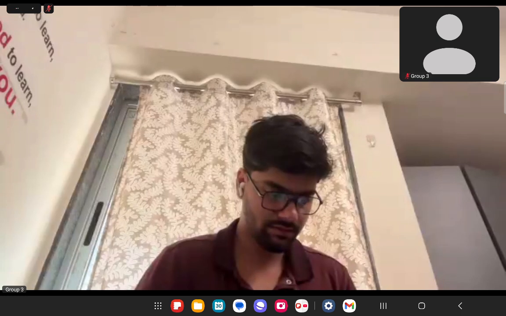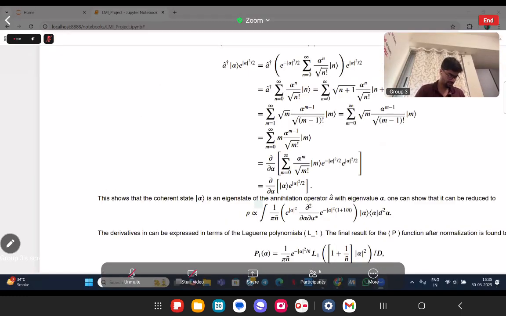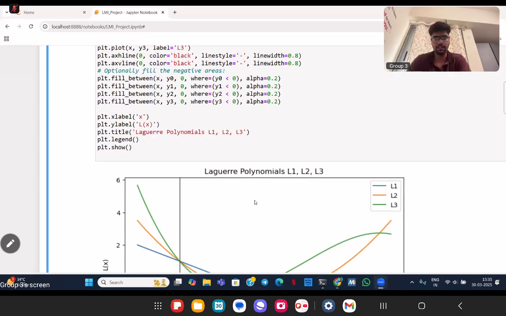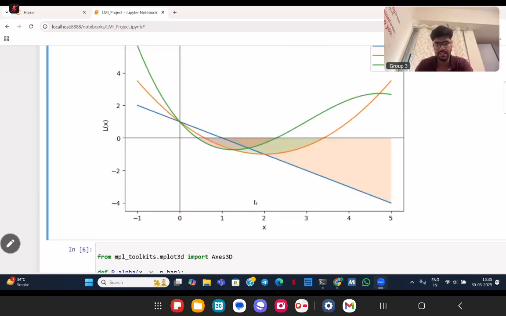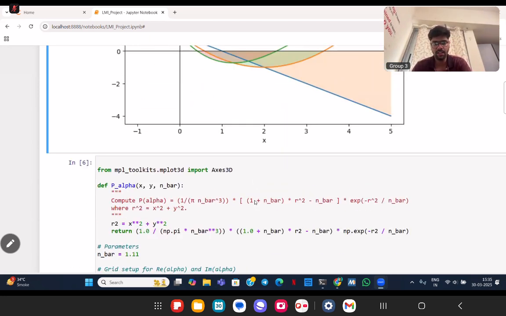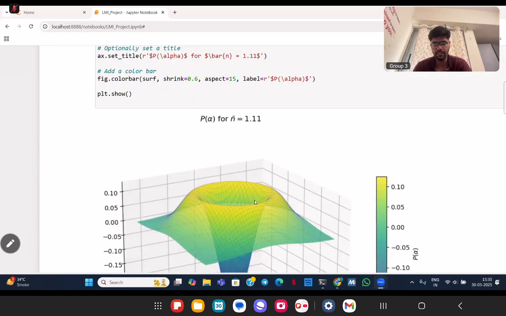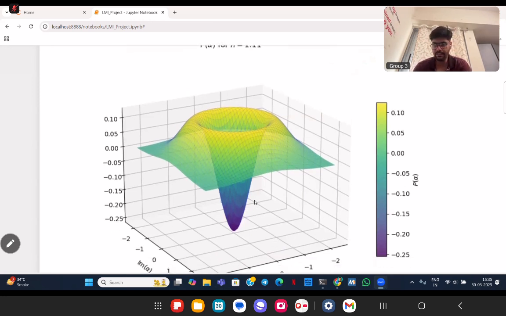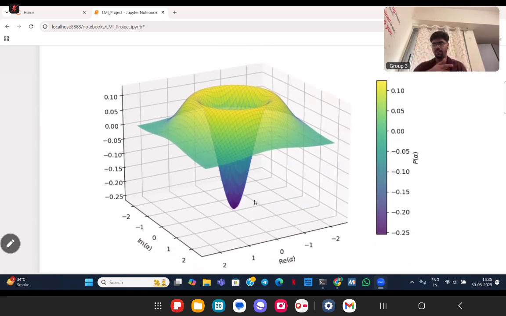Now considering alpha equals to, I'll just share my Jupyter notebook. So now if I consider alpha equals x plus iota y, I will get alpha square equals x square plus y square. Now if I plot a 3D plot of p alpha, I'll get this 3D surface for p alpha versus the real part of alpha and the imaginary part of alpha.